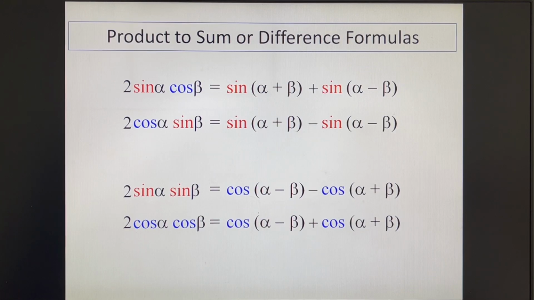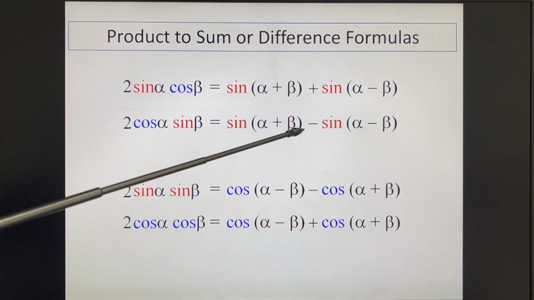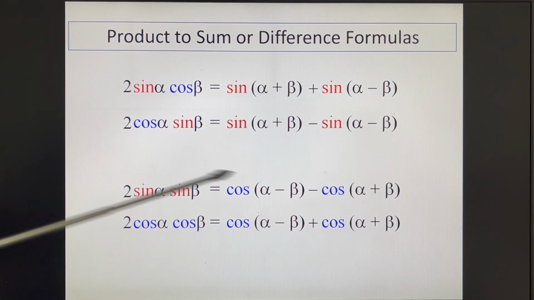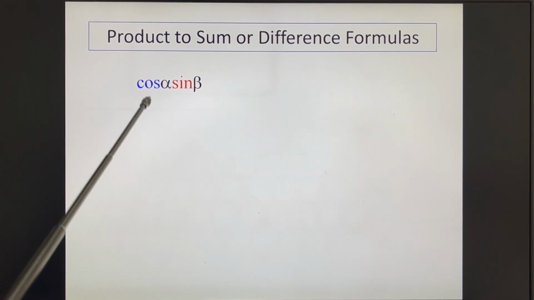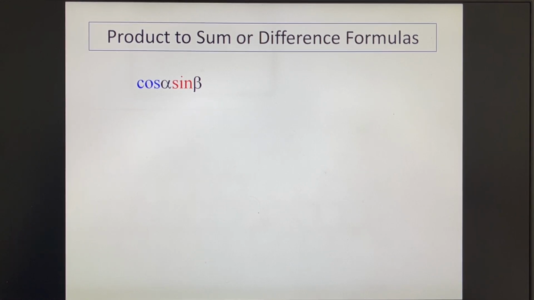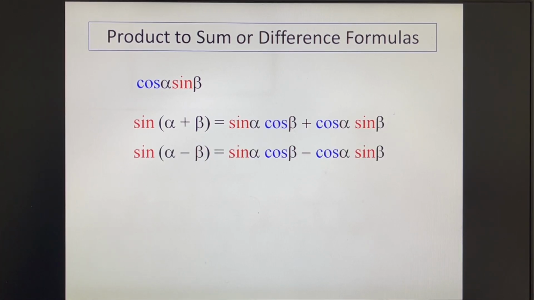Next, product to sum or difference. I'll take 2 examples for you. For example, I want to find cosine alpha sine beta. When we recall, this product with different function appears in sine of alpha plus beta and sine of alpha minus beta. So I write down these 2 formulas. Okay? And we check cosine alpha sine beta.